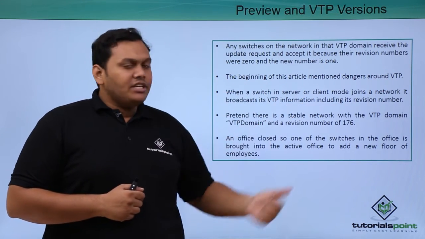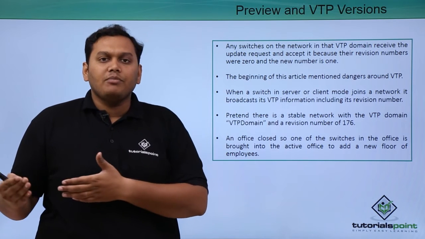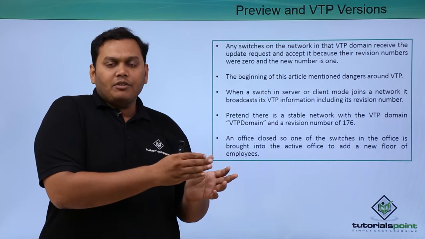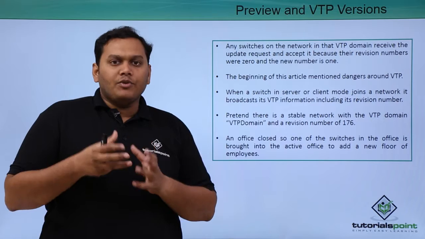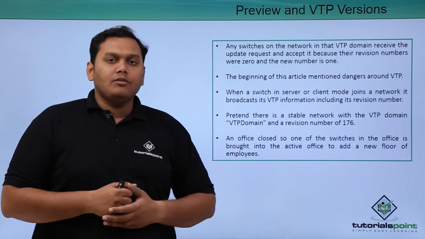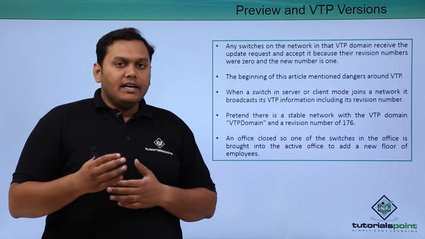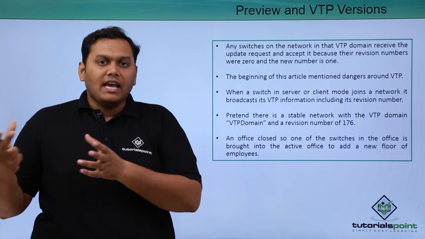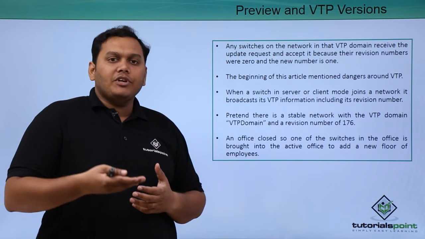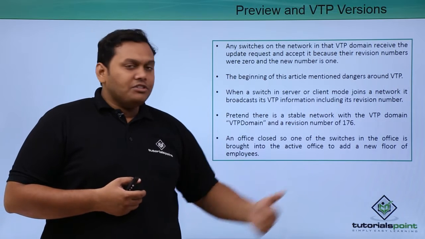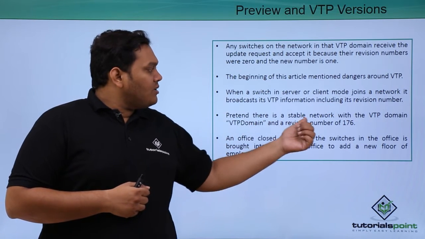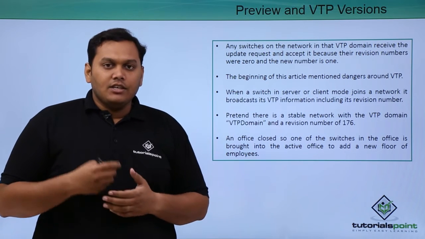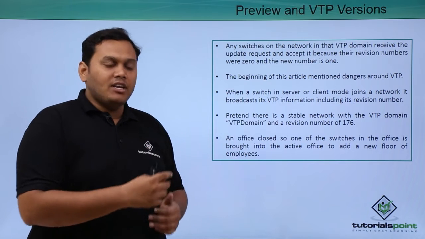As I mentioned, there are some dangers in VTP when you are configuring it, so let's discuss the disadvantages of VTP and how those dangers occur. When a switch in server or client mode joins a network, it broadcasts its VTP information, including its revision number. Pretend there is a stable network with the VTP domain name as VTP domain and a revision number of 176.